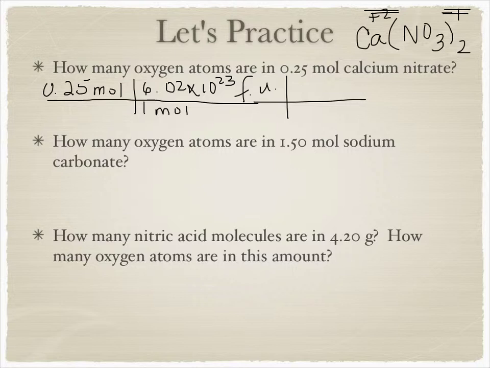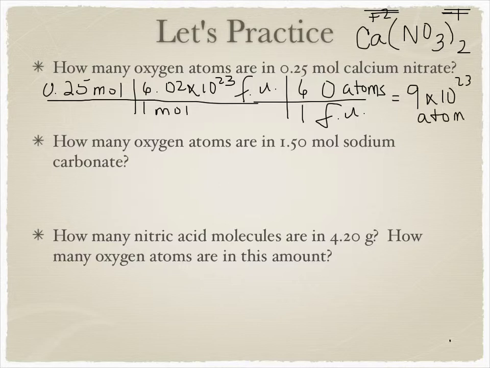All right, and then, of course, we want to know how many atoms specifically of oxygen we've got in there. Well, for every 1 formula unit, we would have 6 oxygen atoms. So if we do all the multiplying here, and we could approximate, but I will go ahead and write down the actual number, which, well, actually this is still approximating, is 9 times 10 to the 23rd atoms of oxygen. All right, so there's that problem.